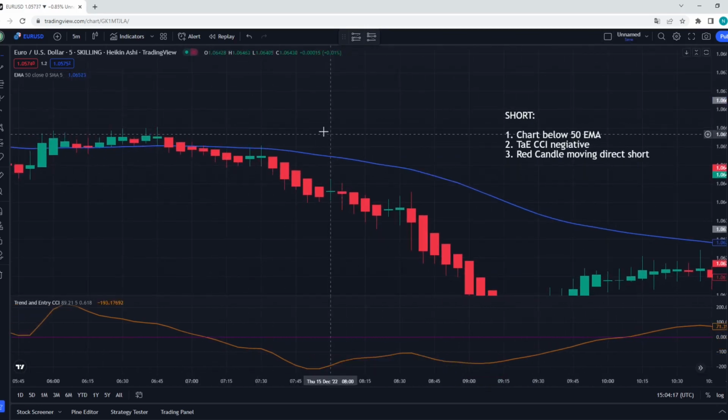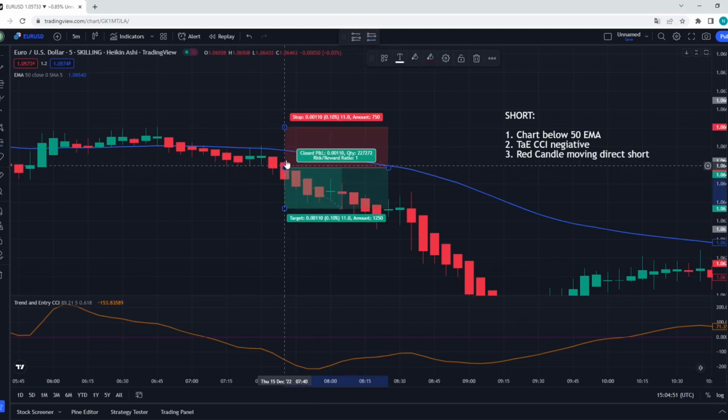And as you can see here, we have again a very good example. We come from the long position, where the trend was above the EMA. It moves below. Here is the first time where the trend and entry CCI moves to the negative. So this candle we will not trade, but then we got two green candles, and here we have a red candle moving directly short, and this is where we can put our entry.